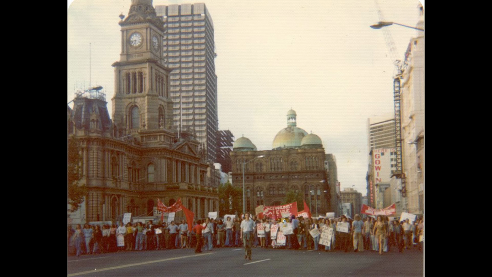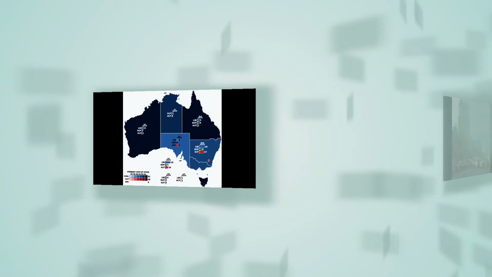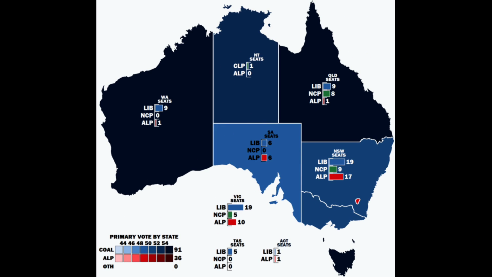Fraser and his parliamentary allies were able to secure passage of the supply bills through the Senate and advised Kerr to dissolve Parliament for a double dissolution election. Fraser and his Liberal-Country coalition were elected with a massive majority in the federal election held the following month.